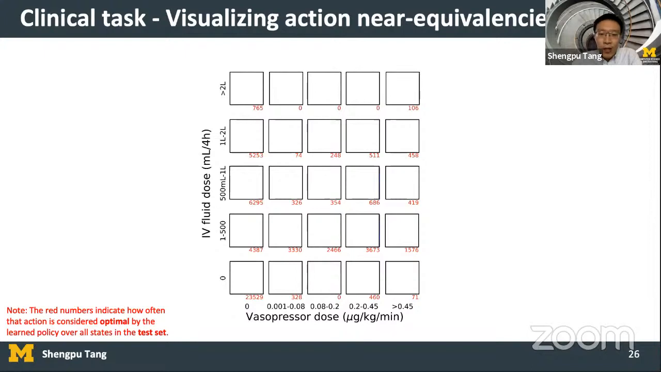Within each cell, we'll plot a small 5x5 heat map to indicate how often every other action is considered near equivalent to the action of that cell. So let's start by interpreting a small slice. Specifically, what actions are considered near equivalent to using no vasopressors and a small amount of IV fluids?